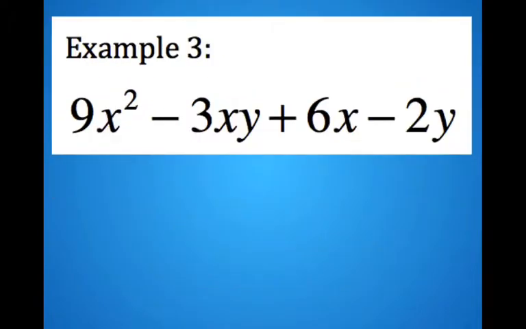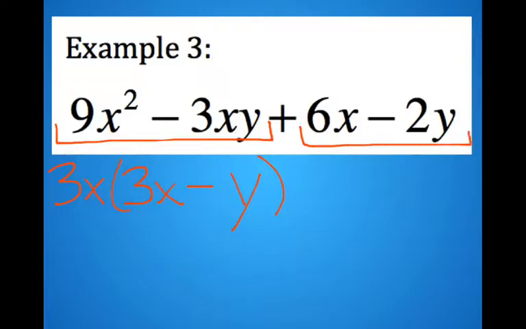The next example, example 3. We want to see what they have in common. We notice that they have a 3 in common as well as an x, so we take that out. We have to multiply by 3x to get the same thing back again, minus y. Then we look at the last 2 terms and see what they have in common. It looks like they have a 2 in common, and then what's left would be 3x minus y. Notice the 3x minus y in common between the 2 terms, so we can take out the 3x minus y and see what's left. We have the 3x left over plus 2.